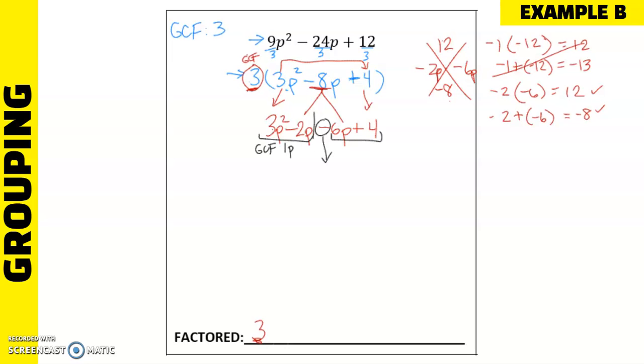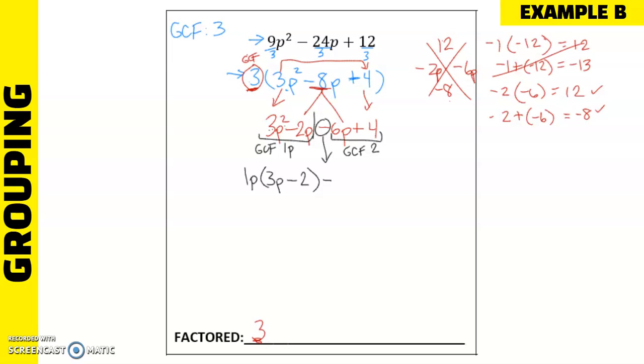I look at the second group, 6p and 4. Those can both be divided by 2. So that's my greatest common factor. So I'm going to pull out 1p, and I'm just looking at these two terms, right? So that's what grouping is. I grouped terms together. So 1p times 3p would get me back to 3p squared. 1p times negative 2 would get me back to negative 2p.